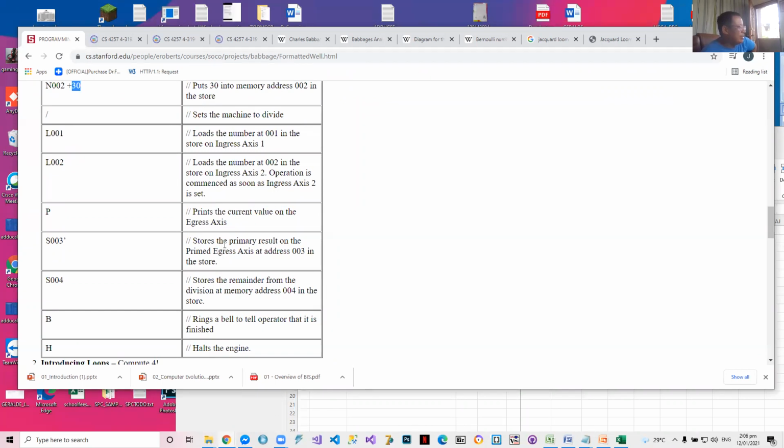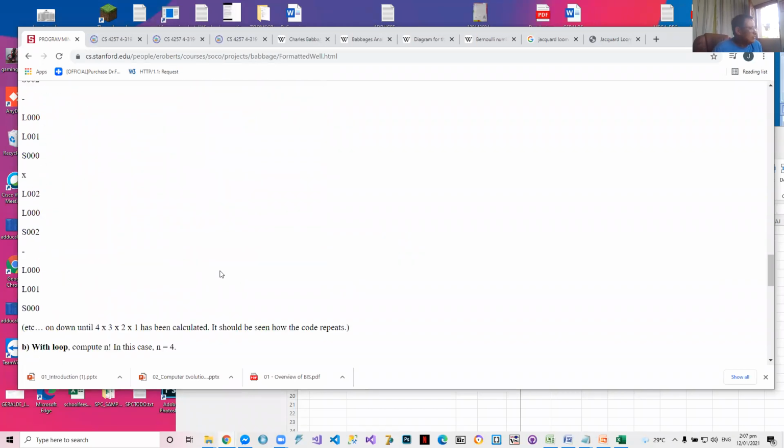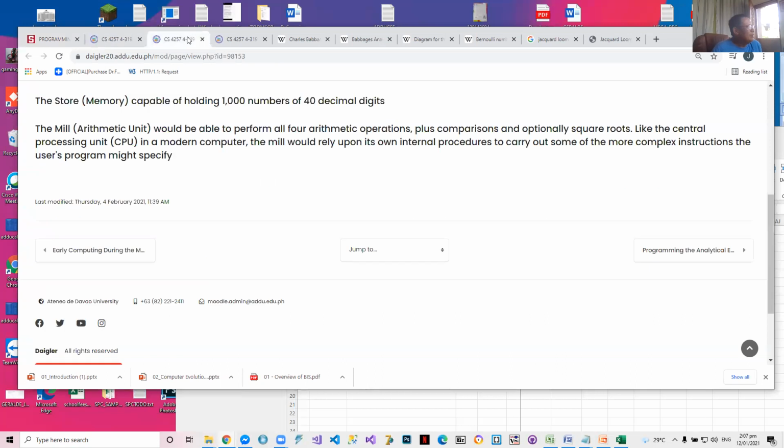S003 stores the primary result in the prime ingress axis. That's the one with the prime. But if there's no prime, it stores the remainder. Actually, when you say S, you store the ingress axis to the memory. B is bell, H is halt. So we'll have an example program briefly.